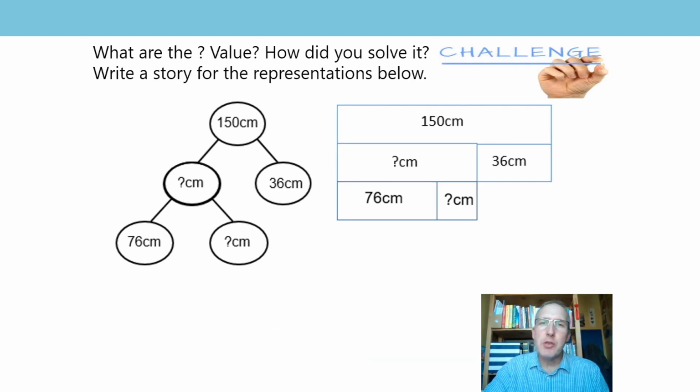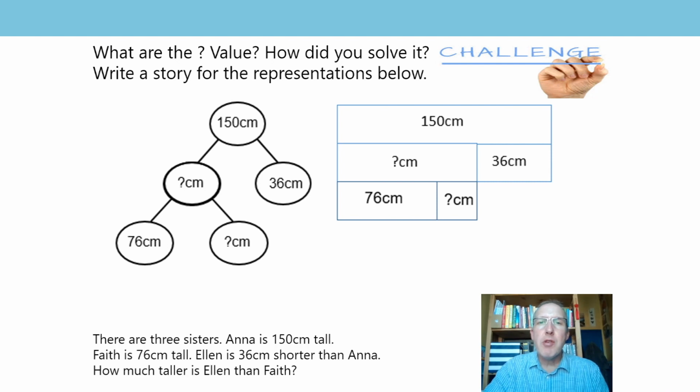Here's Mr. Coombs' challenge question. Could you write a story and balanced equation for these representations? Here's my story. Yours will be different, but something to do with length measurements. There are three sisters. Anna is 150 centimetres tall. Faith is 76 centimetres tall. Ellen is 36 centimetres shorter than Anna. How much taller is Ellen than Faith?